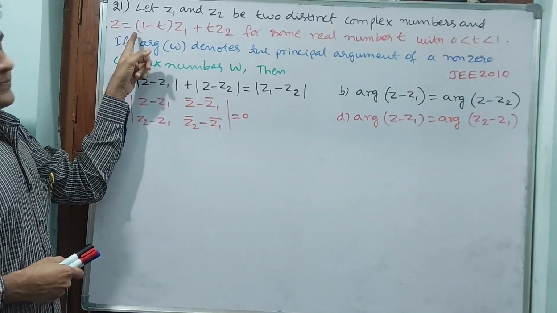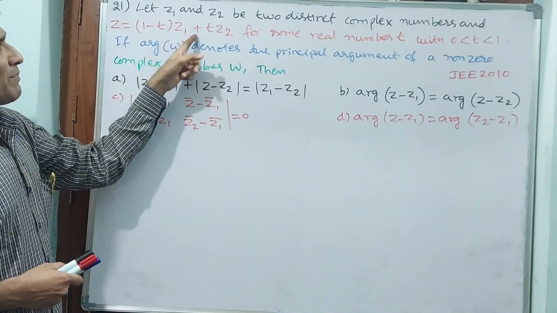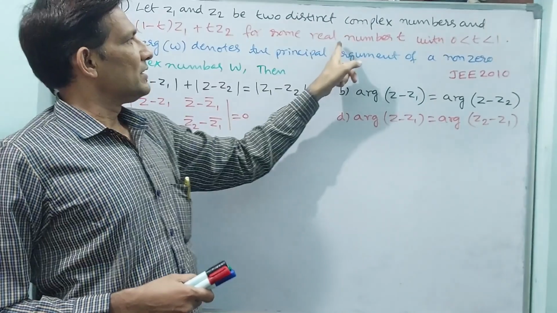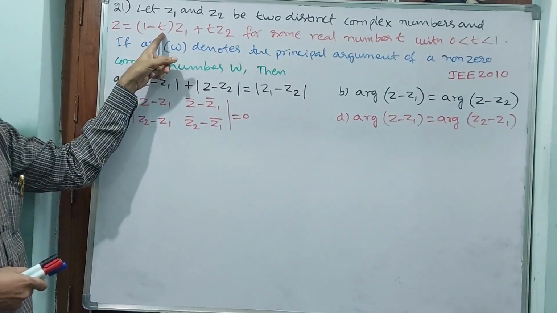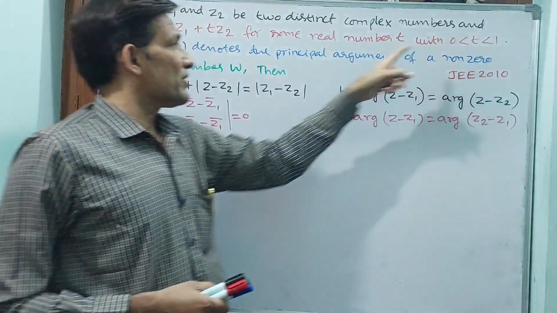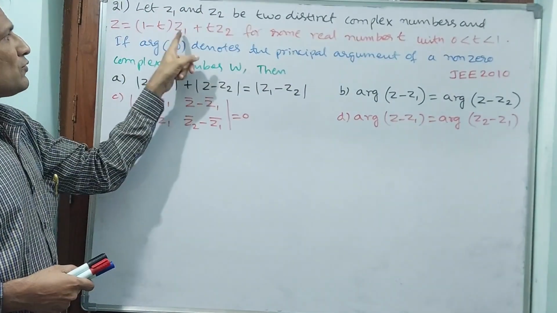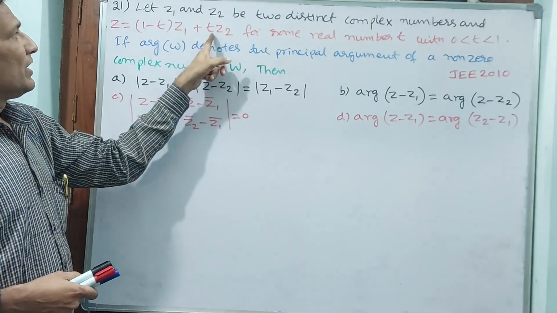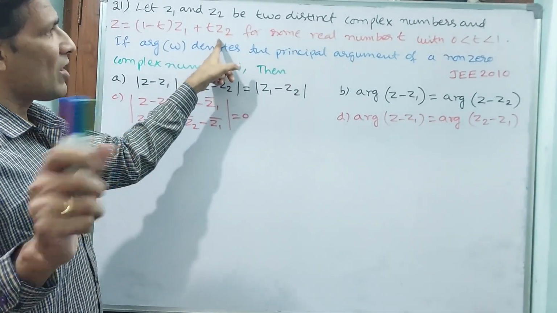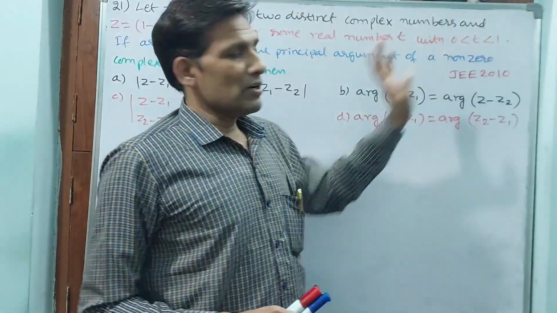Z is equal to 1 minus t into Z1 plus t into Z2. See here, t is a constant real number, and 1 minus that real number. The t value also they have given: this is not equal to 1. If it is equal to 1, automatically this is going to become 0 and this is going to become 0 only. If t is 0, this is also going to become 0. That is why t is not 0, not 1, but in between 0 and 1.